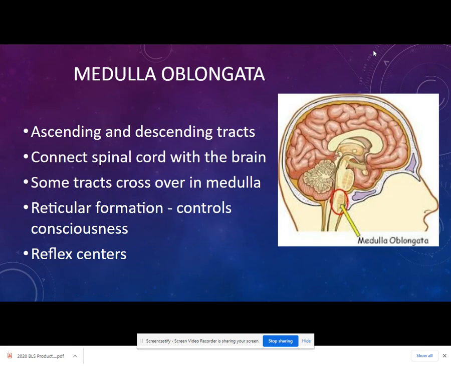So more specifically, medulla oblongata. So see how it's that part of the brainstem right there? It has ascending and descending tracts. So this is where the spinal cord connects with the brain, and the tracts cross over the medulla. So it controls consciousness and reflexes. So if you damage this area, you do not regain consciousness. You do not have conscious thoughts.